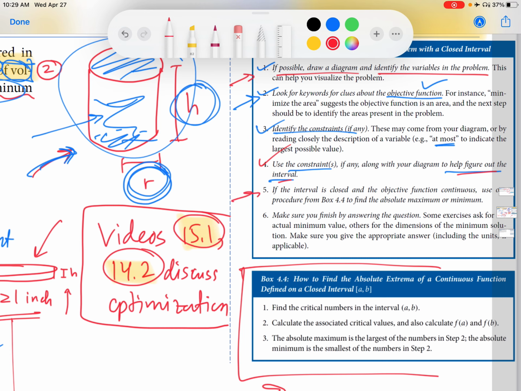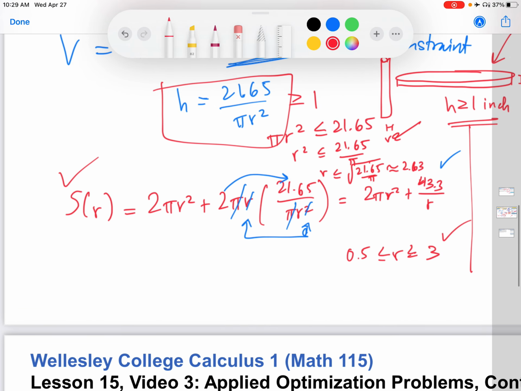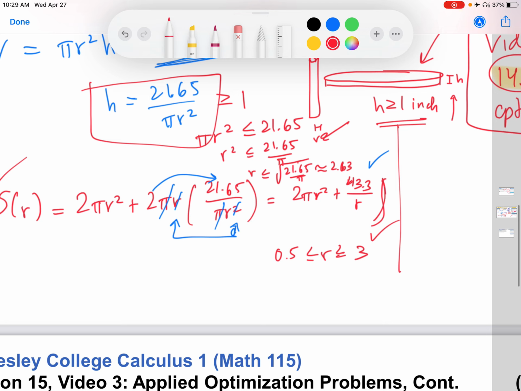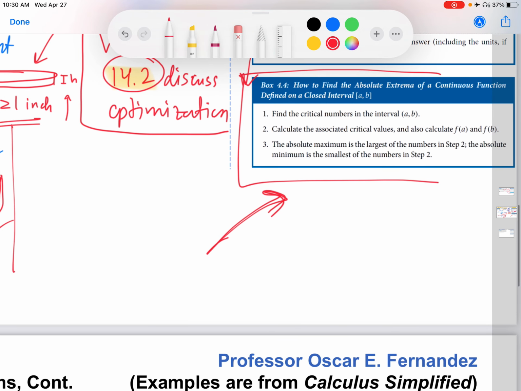Next one, number 5. If the interval is closed and the objective function continuous, use box 4.4 to find the absolute max or min. Great. So let's do a check here. The function that we have obtained is a continuous function on this interval. That's important to note. It is not a continuous function because it's not defined at r equals 0, but on the interval of interest, it is a continuous function. And the interval that we're looking at is a closed interval, so double check. So now we can go through and find the absolute max and min using this box 4.4.